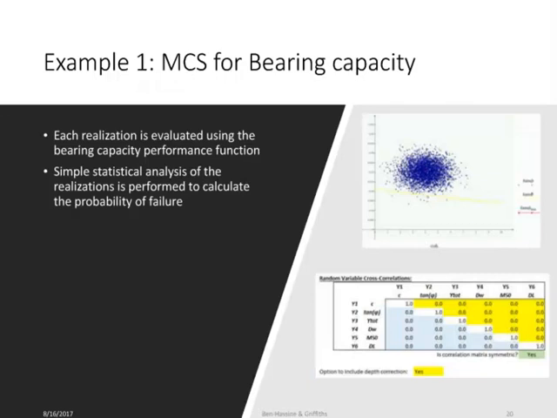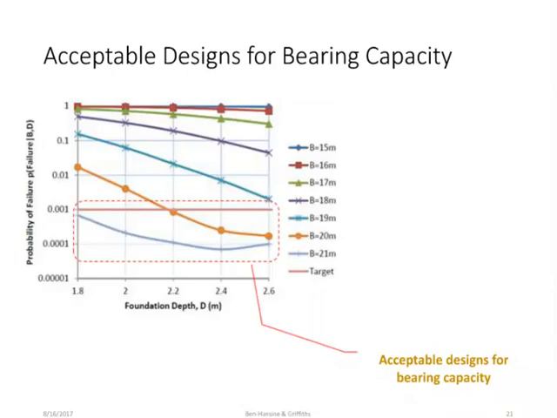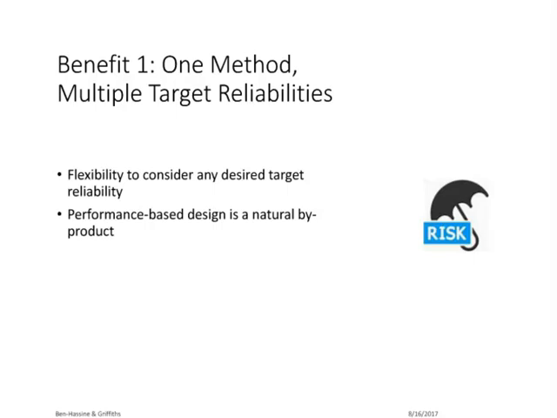Here, for example, a scatter plot showing the fail cases at the bottom, and you can also consider cost variations. Here at the end, you can select the designs that work, that meet the target probability of failure.